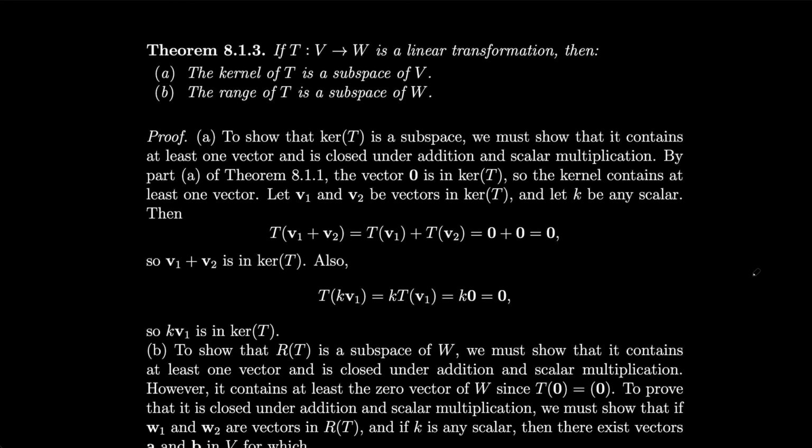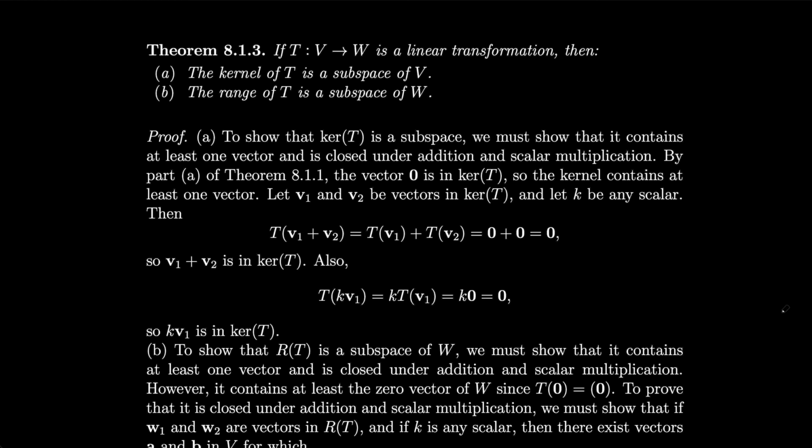Let's let v1 and v2 be vectors in the kernel of T, and let k be any scalar. Then T of v1 plus v2, remember it's a linear transformation, so that's T of v1 plus T of v2. That would just be 0 plus 0, because they're in the kernel, right? The kernel sends any vectors v1 and v2 inside of it to 0, so that's just 0. So that means that v1 plus v2 is also in the kernel. If we have T of k v1, then we can just pull out the k and get k times T of v1, so that would be k times 0, which is 0, so k v1 is also in the kernel. All right, so that shows the kernel is a subspace.